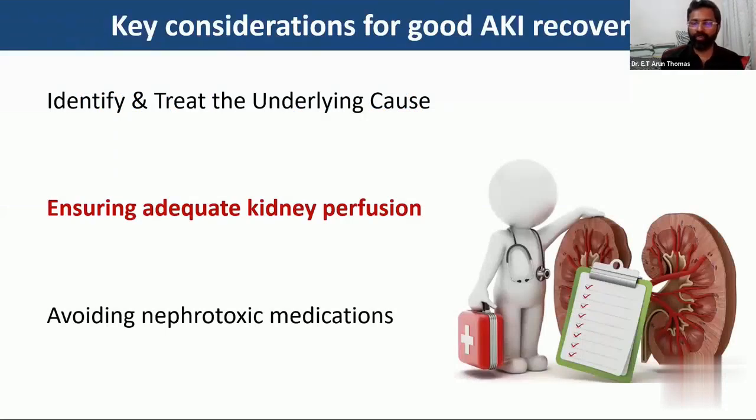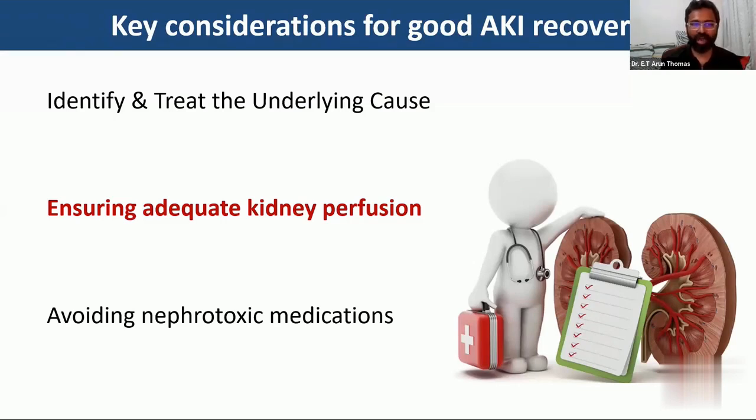So for all patients with AKI, if you want to have a good recovery of the kidney function, there are three principles or three pillars. Identify and treat the underlying cause. We have to ensure adequate kidney perfusion. That means optimizing the hemodynamics of the kidney and avoiding further nephrotoxic medications and insults.